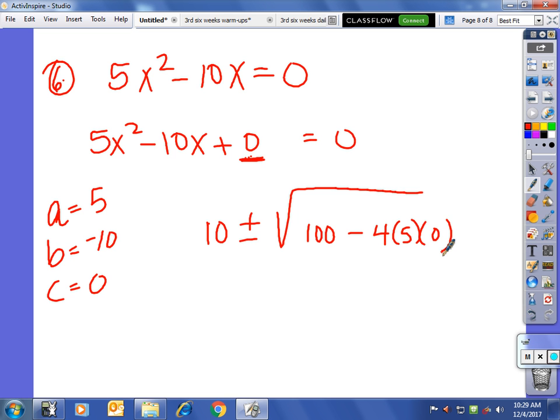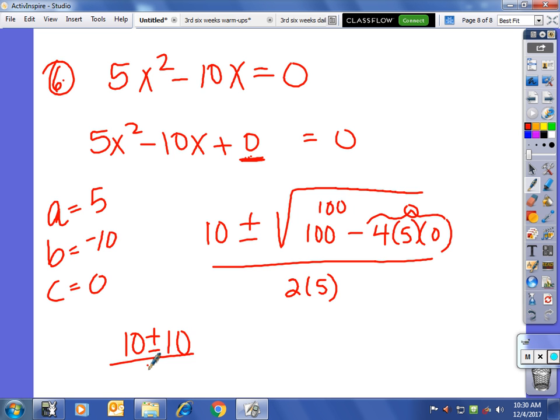It actually kind of makes your life easier, doesn't it? Anything times 0 is 0. Well, it's 100 minus 0. All of this just turns into a giant 0. Well, what's 100 minus 0? 100. And what's the square root of 100? 10. So you end up with 10 plus or minus 10 divided by 10.